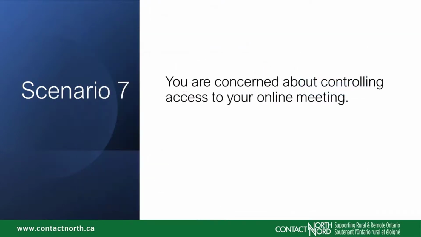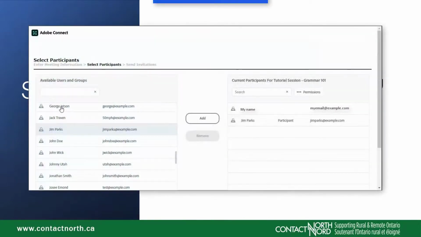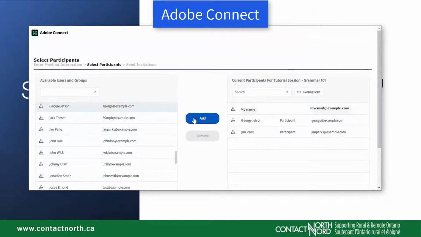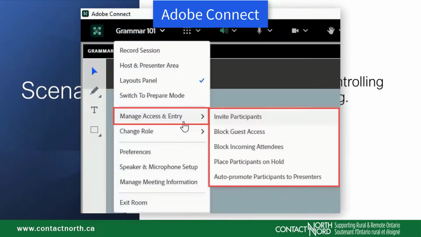Both Adobe Connect and Zoom have security features that allow you to control access to your online sessions. If you use Adobe Connect's enrollment feature, your participants will join using their own login credentials. In addition, while your meeting is in progress, you can control who enters using the Manage Access and Entry options. You can also put the participants on hold to temporarily restrict access to only hosts and presenters.